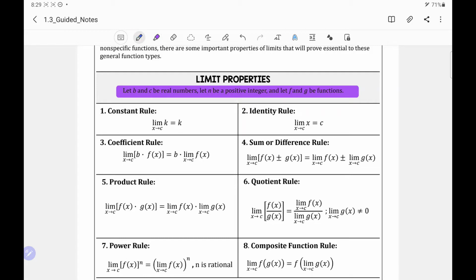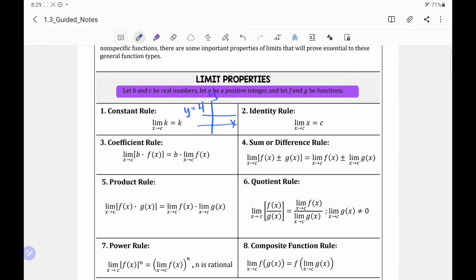The constant rule, number 1: the limit as x goes to c of k equals k. So for example, let's say that the function is y equals 4. When you graph that on your x and y axis, it would just be a line at 4, right? It would make a straight line across. And so the limit would always be 4. So that's what this one is saying.